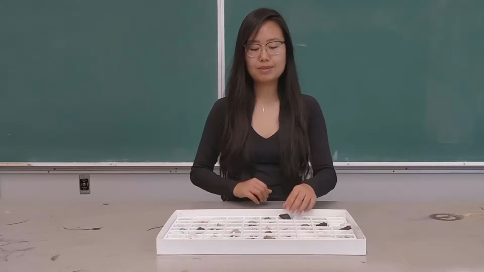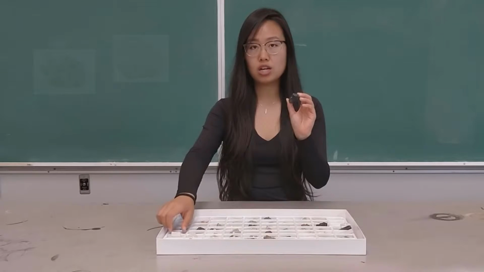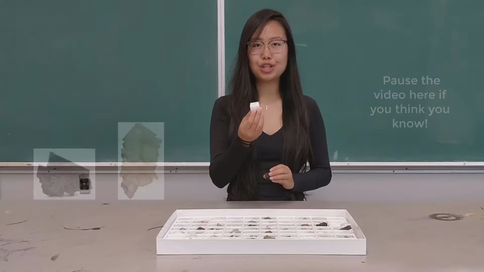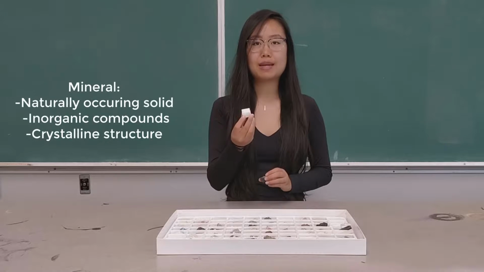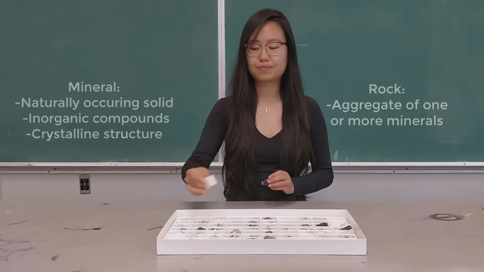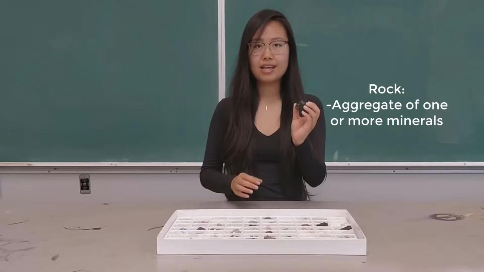Before we begin, it's important to know the difference between a rock and a mineral. A mineral is a naturally occurring solid that is made up of inorganic compounds and has a unique crystalline structure. A rock is made up of minerals.